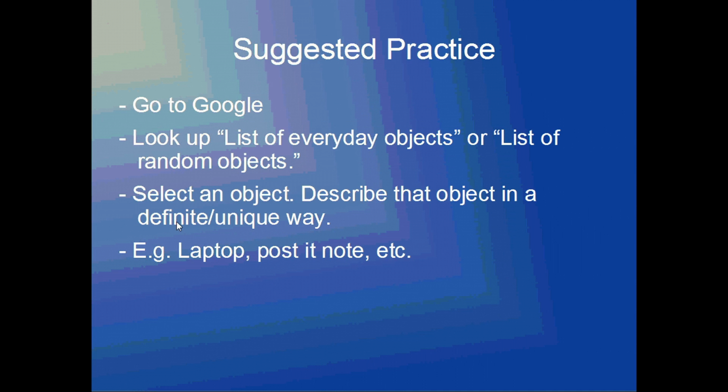Alright, so if you want more practice, you can go to Google. As I suggested in the past, you could type in list of everyday objects or list of random objects. Pick a particular object that you will describe in a way such that it refers uniquely to that object. So let's say you pick a laptop. You want to describe it in a way that it cannot be confused with a desktop, with a tablet, and so on. Or let's say you pick headphones. You want to describe it in a way that it's not confused with earphones.